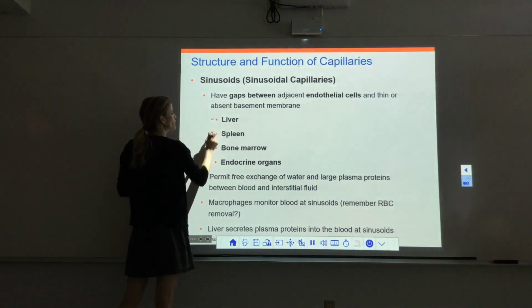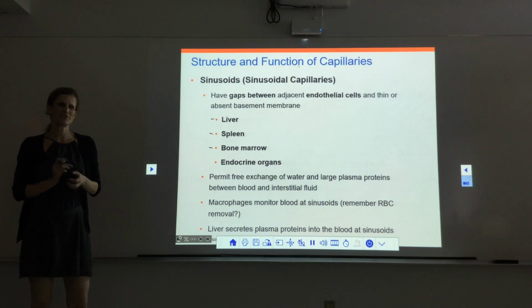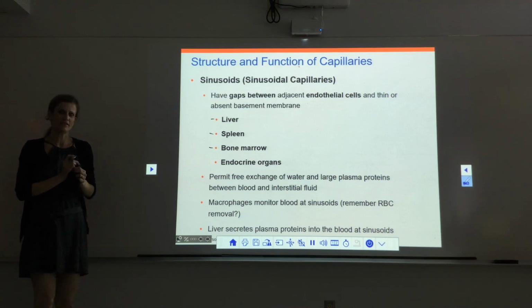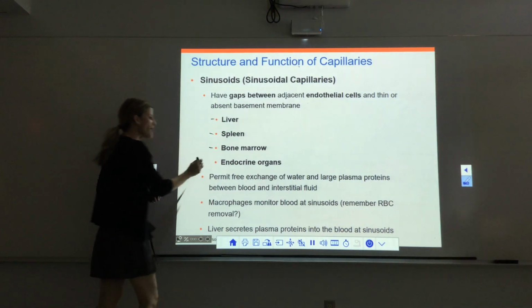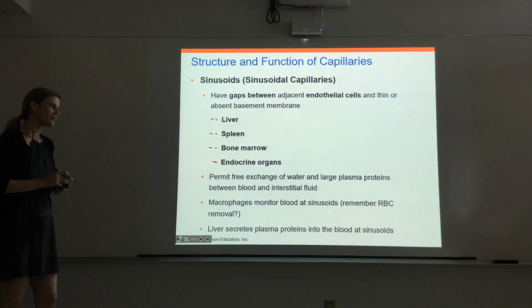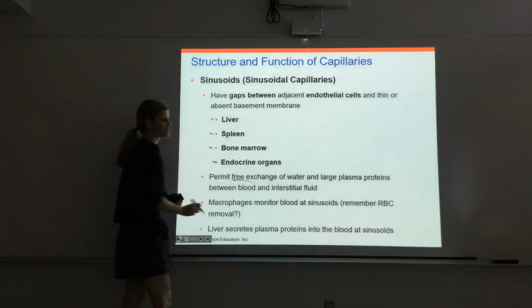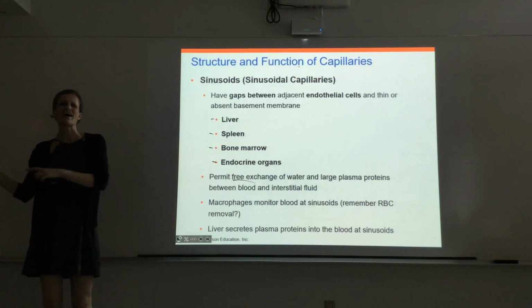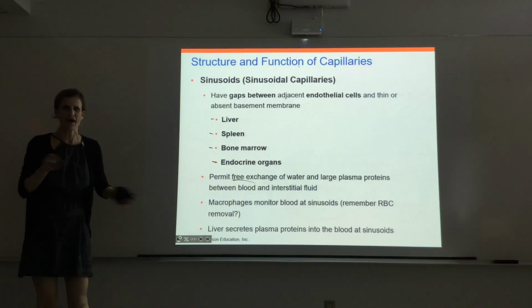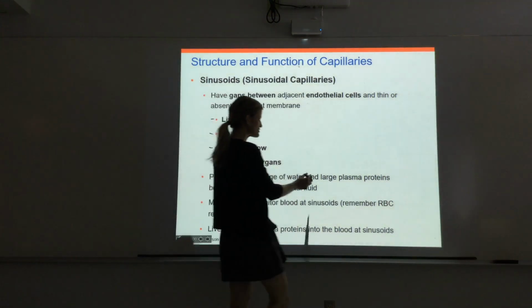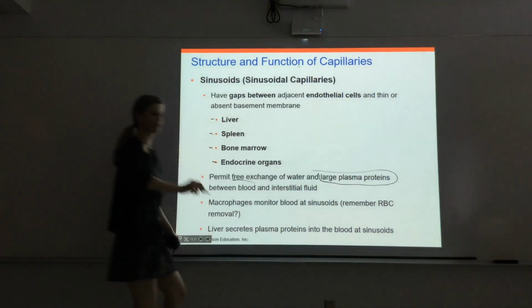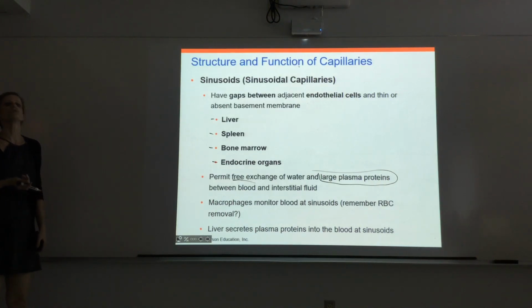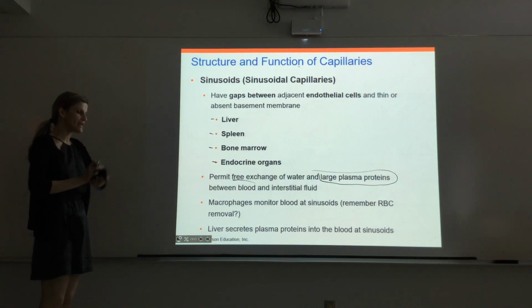We see them in the liver, spleen, and bone marrow, which those three things should sound kind of familiar from some other stuff that we've studied. And then we see them in some of our endocrine organs. Again, we said that it allows free exchange, so really easy, rapid exchange of water, of ions, of pretty much any of the little stuff can just freely go back and forth. Look at this, it also allows the exchange of large plasma proteins. Okay, that's weird. We don't allow that to happen anywhere else. Okay, these are really big. So plasma proteins can enter and leave the bloodstream in these sinusoids.